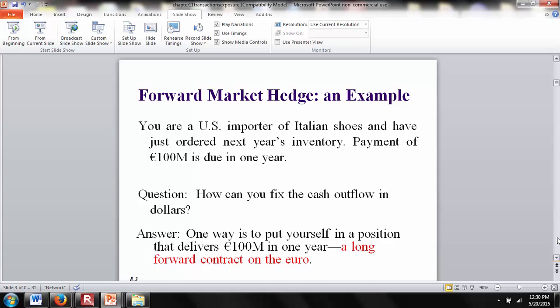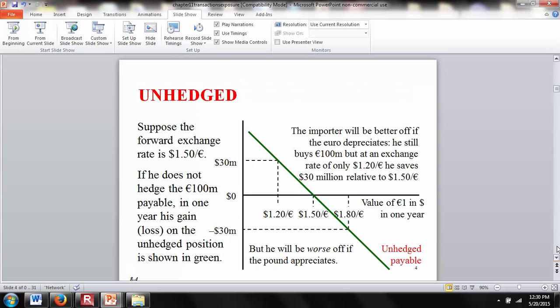Okay. So let's look at the different types of hedges. You are a US importer of Italian shoes and have just ordered next year's inventory. Payment of 100 million euros is due in 1 year. How can you fix the cash outflow in dollars? Essentially, we have to make a payment of 100 million euros and you are trying to avoid or at least bring down the foreign currency risk. So how do you do that? You can enter into a long forward contract on the euro.